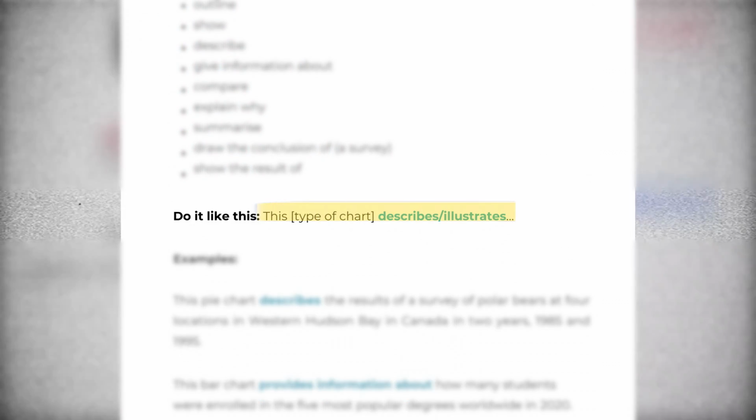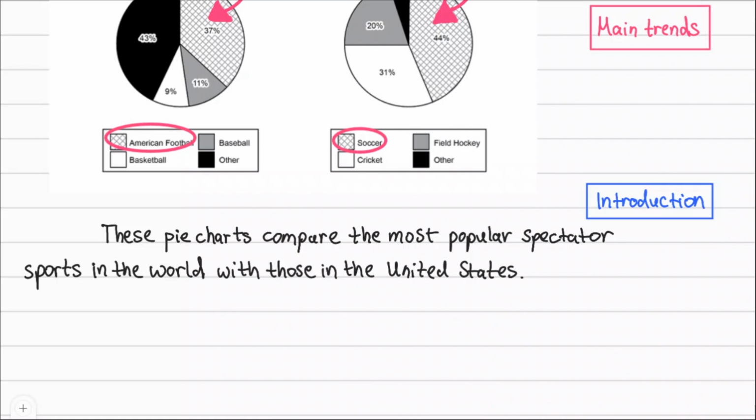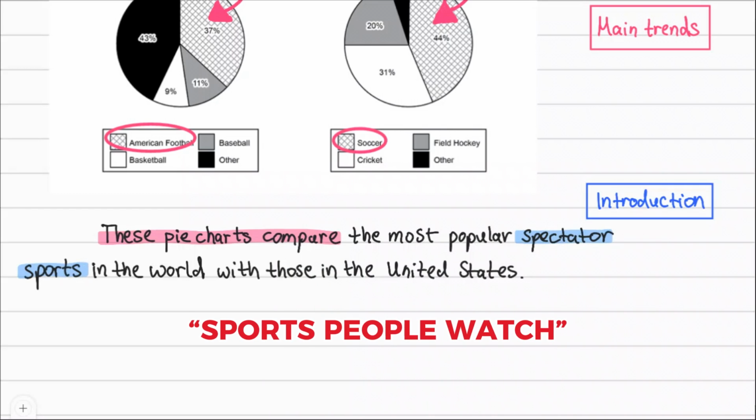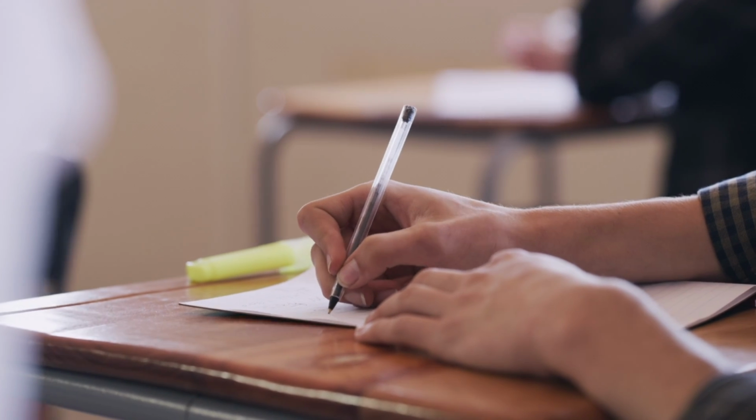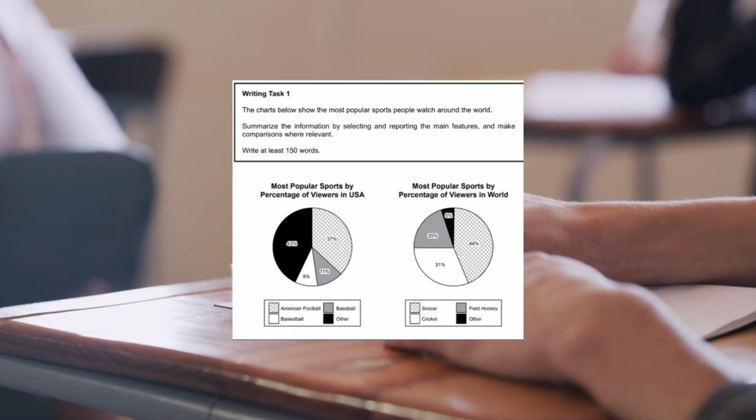My template says, this chart describes. I changed it a bit because there are two charts, so I made it plural and said, these pie charts compare. You can see I also did a little bit of paraphrasing. As I said, spectator sports rather than sports people watch. Lots of IELTS students just copy the prompt from the question here.